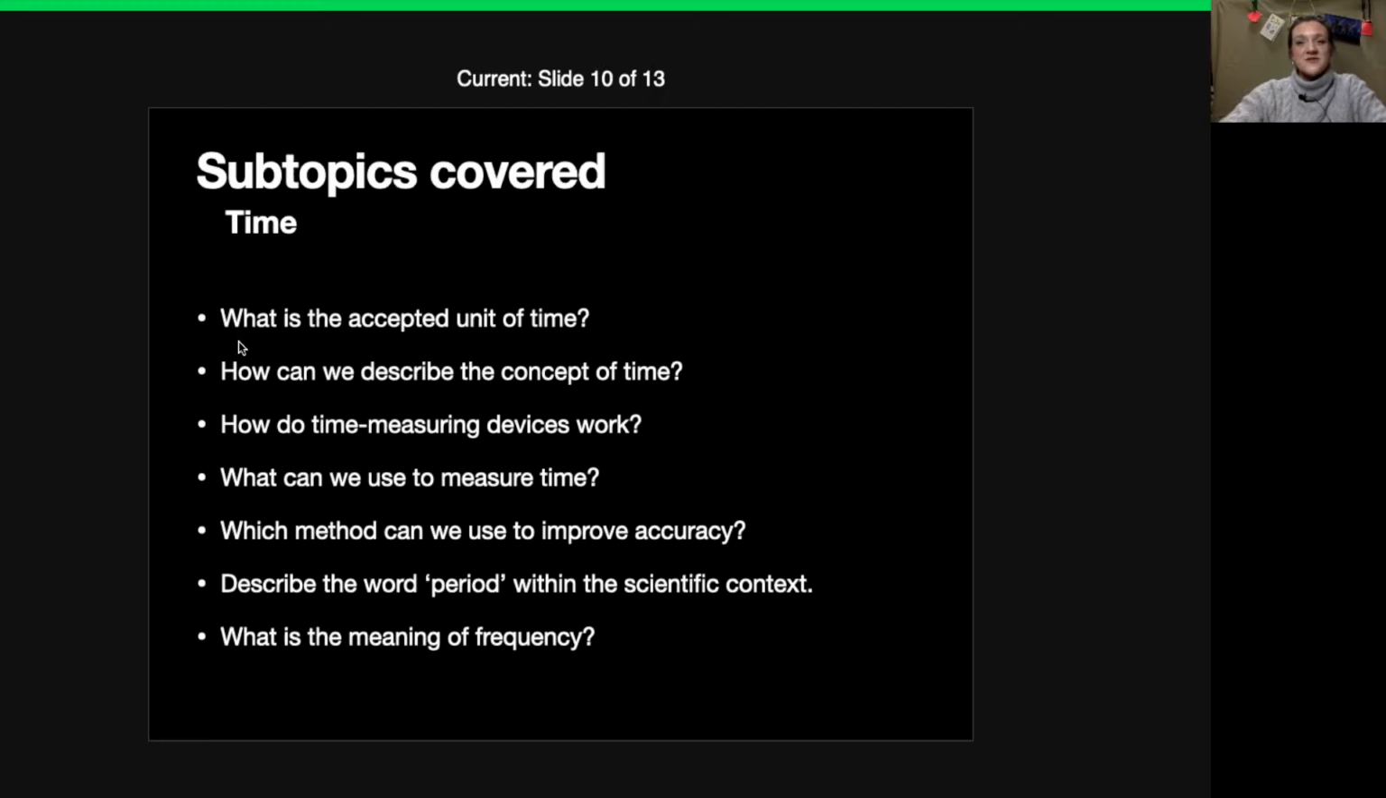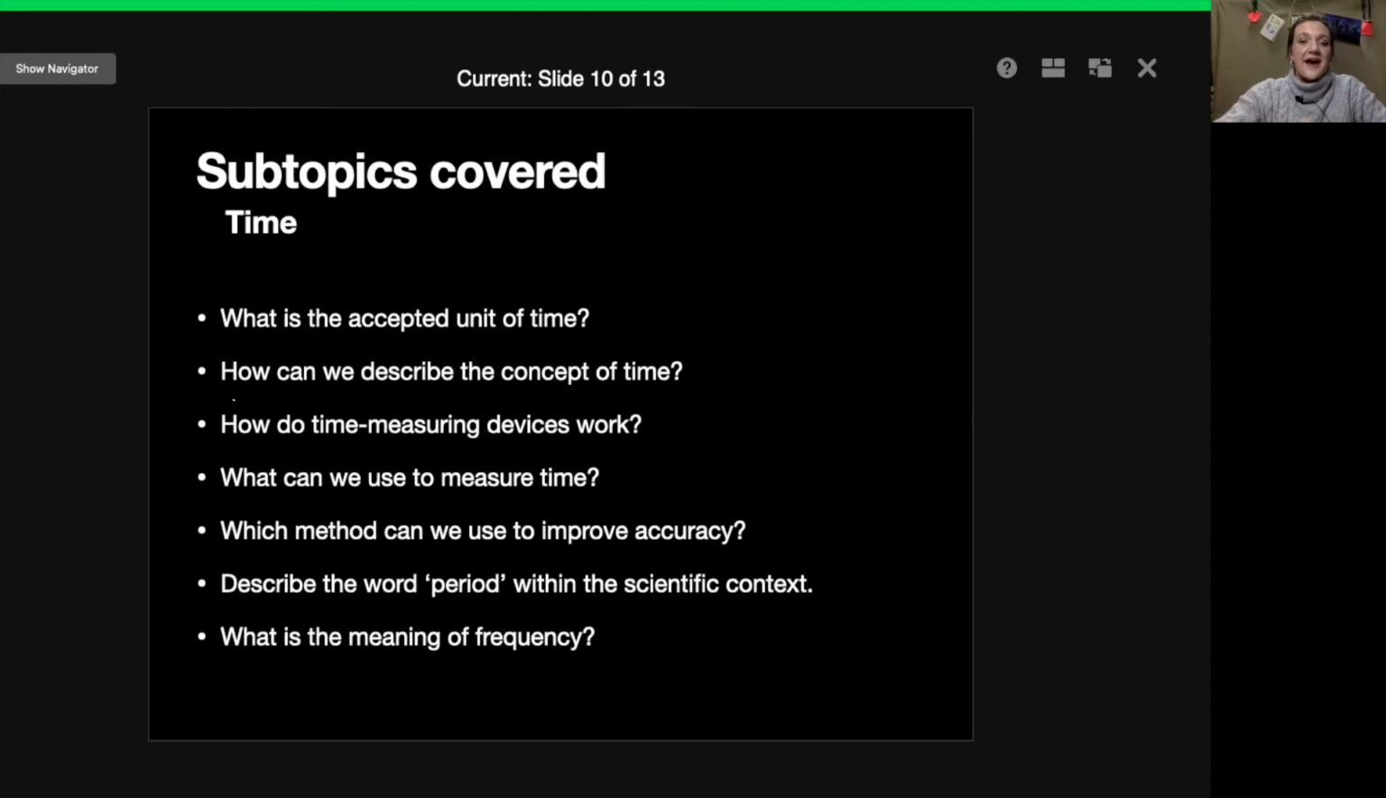The accepted unit of time is seconds, because it's the most accurate concept of time if you look at the ticker on any of the analog clocks. Or if you look on a digital clock, sometimes you will see the colon flashing at you, and it will indicate the seconds that are passing by through the flash of the colon.